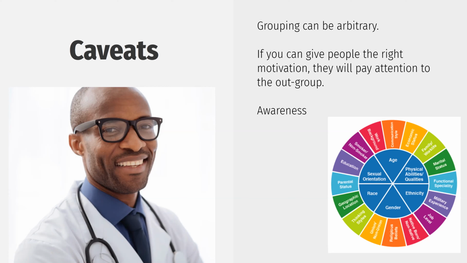So let's go back to the grouping can be arbitrary. When people were told to focus on race, it was really hard to identify outgroup members. But then if they were told to focus on the people wearing an orange shirt or some kind of arbitrary grouping, and they were told that those people are also on your team, the race didn't matter anymore. They still had issues differentiating outgroup members, but it was totally blue versus orange shirts. It had nothing to do with race. And then if you give people the right motivation, they will pay attention to the outgroup.